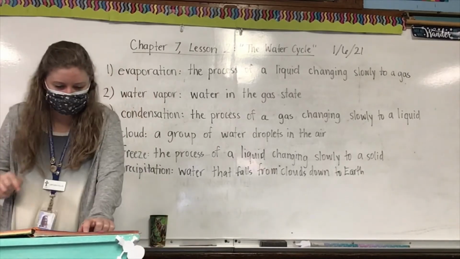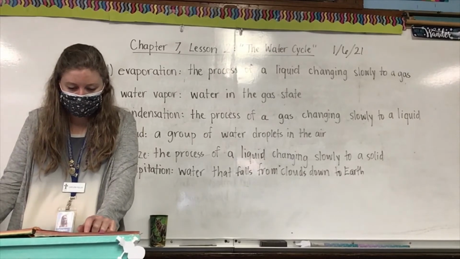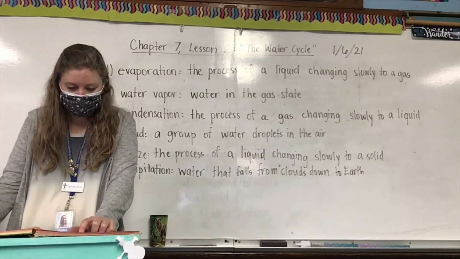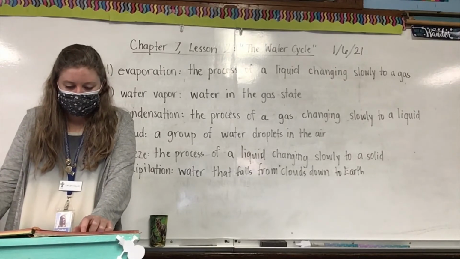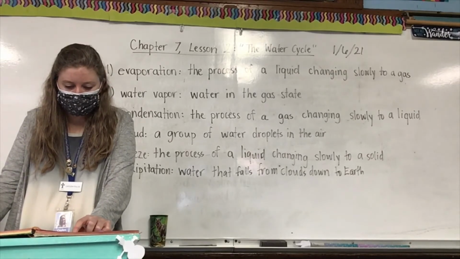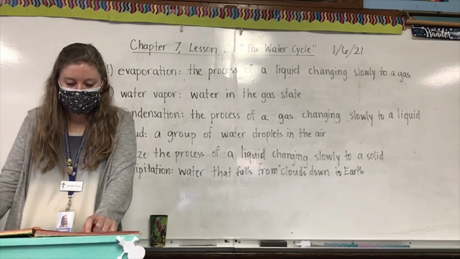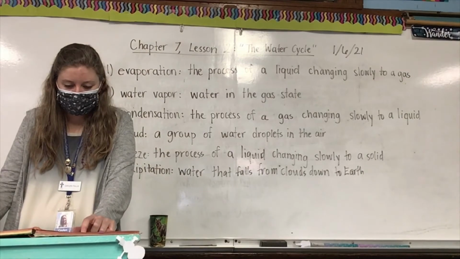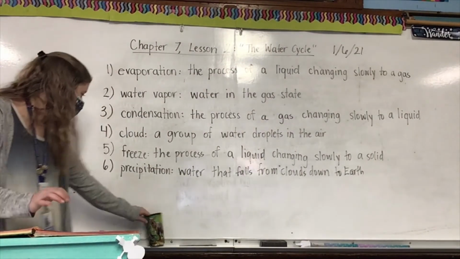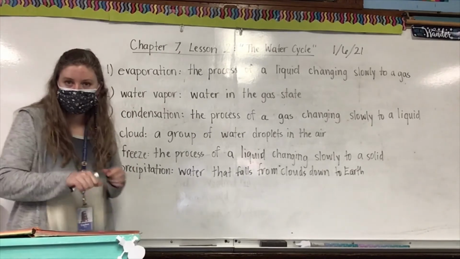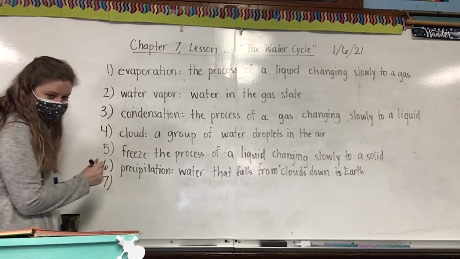Cullen, please read next. Loud and slow. Water is always moving from place to place, in one form or another. The water cycle is the movement of water between Earth's surface and the air. So, what's number 7? Water cycle. The water cycle.